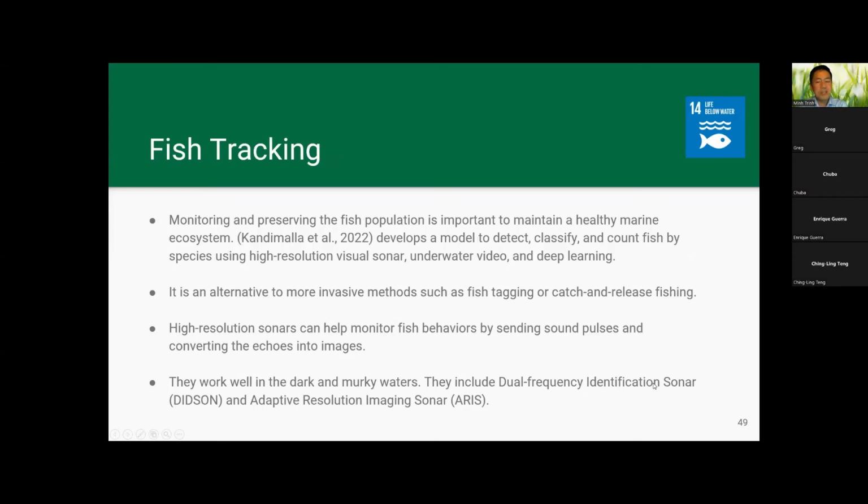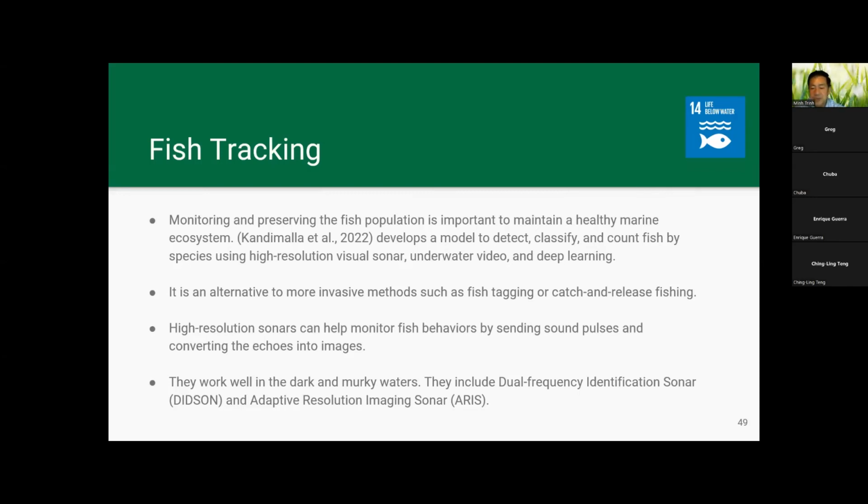The last one is about the oceans. So here, fish tracking. Because we talk a lot about overfishing, but how do we know that there's overfishing? So we have to count the fish in the ocean, right? You have to monitor them. That means you have to try to count the fish, but also see what type of fish, right? Because you might overfish one type of fish and not another type. So this is important, of course, to maintain a healthy marine ecosystem.